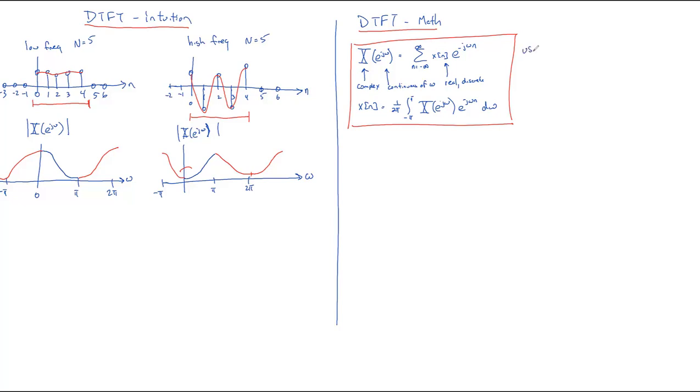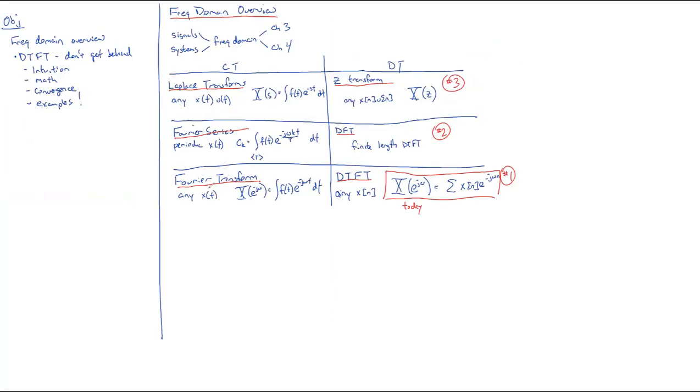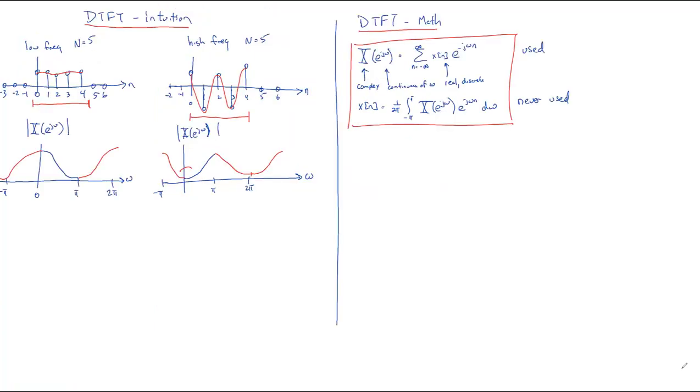Now, this top version is used all the time. The bottom version is never used. Much like we talked about in continuous time in signals and systems, that the forward version of the Fourier transform was often computed, but if you had to go in reverse, you'd use tables and transforms. And that's the same thing we're going to do in discrete time.